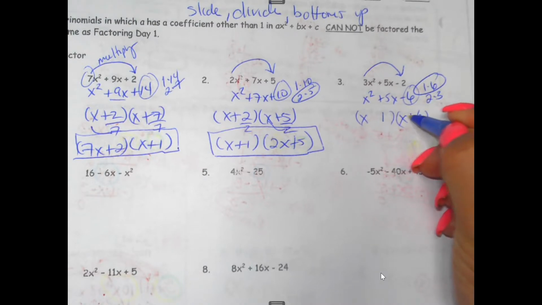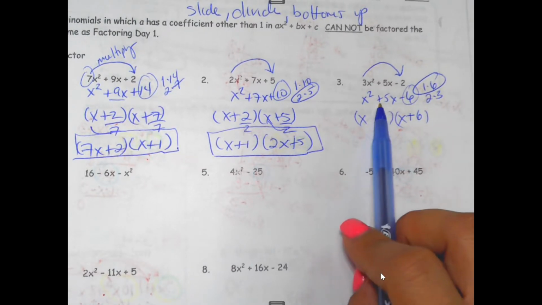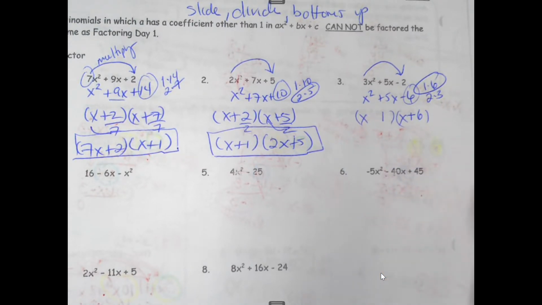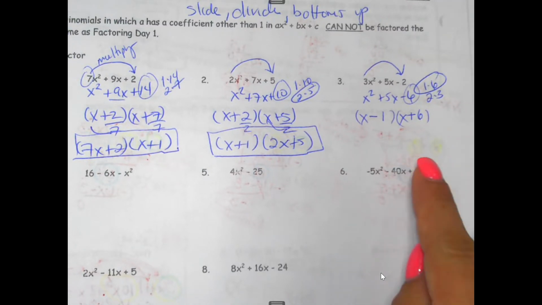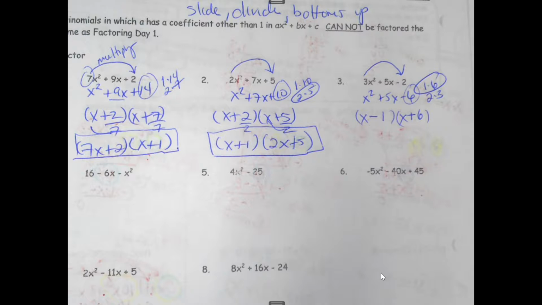The 6 has to be positive because the middle term is positive. So when I combine them, I always keep the sign of the bigger one. And then that way I can end up with a positive 5 in the middle.